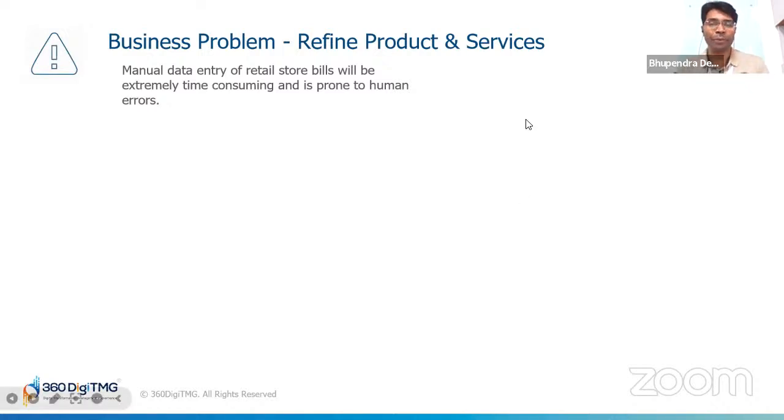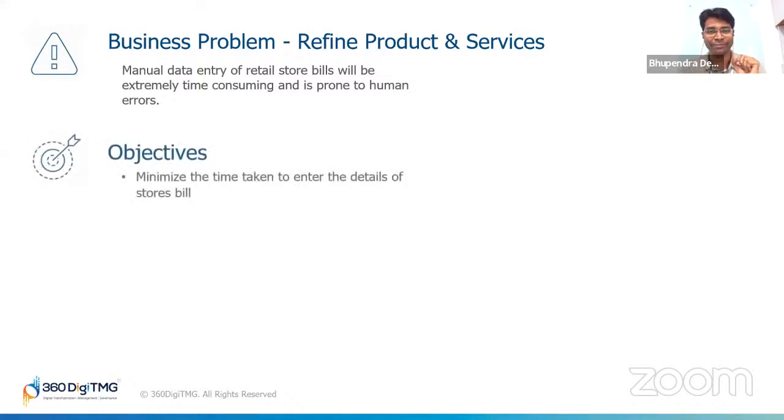Talking about the business problem of this particular project, we had to refine products and services. Now, this project is related to OCR, optical character recognition, we call it. We know manual data entry of retail store bills. We have all seen those bills, right? And if you want to do manual data entry, it's extremely time consuming, and of course, it's prone to human error, right?